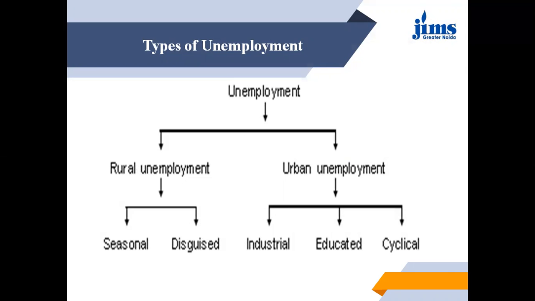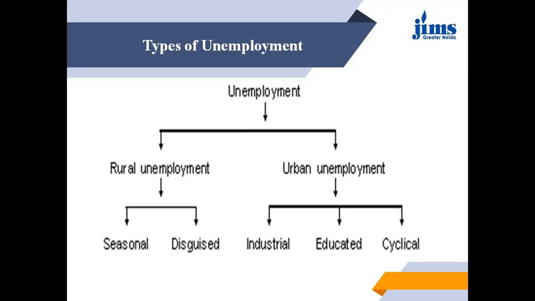And the next major type of unemployment is urban unemployment. In urban areas, there are three major types of unemployment: industrial, educated, and cyclical. First is industrial unemployment. So what is industrial unemployment?